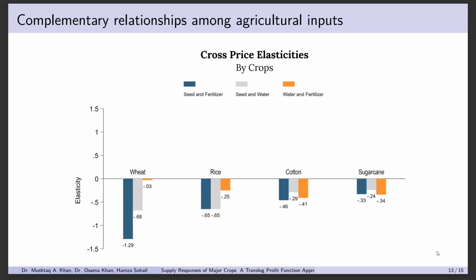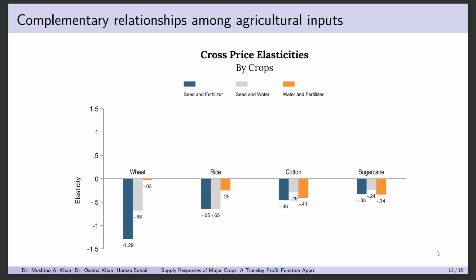So to answer our second research question, here we're looking at the cross price elasticities of different inputs, and we can see that because all of the elasticities are negative, we can see that all of the inputs across all of the crops have a complementary relationship. So an increase in price of one input can have a drastic impact on the quantity demanded of the other. And except for the elasticity estimate for wheat, water fertilizer for wheat, which is 0.03, the rest are significant, at least at the 10% level of significance.